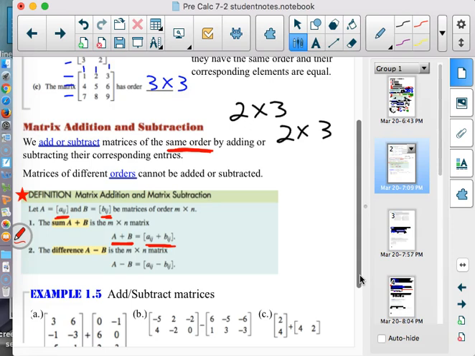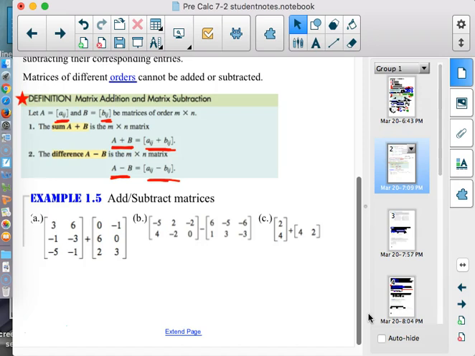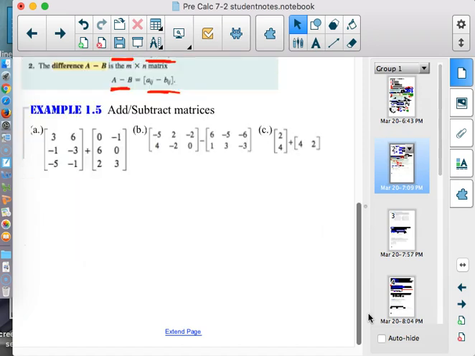So all the entries A in the first matrix get added to all the corresponding entries B in the second matrix. And the same thing with the difference here, but what we're doing, of course, is subtracting if we're going to talk about difference. So corresponding entries. All right, so now we get to it. Let's take a peek at these.